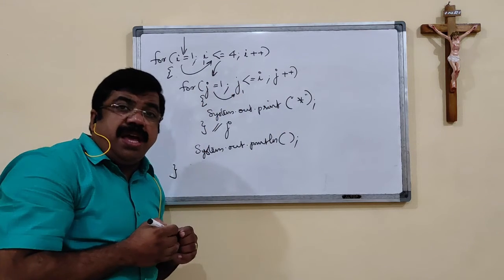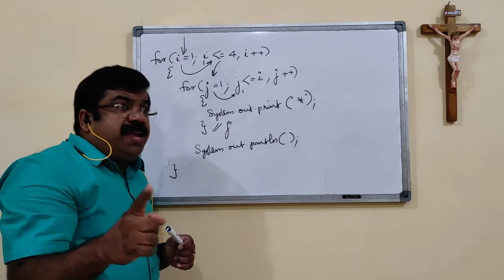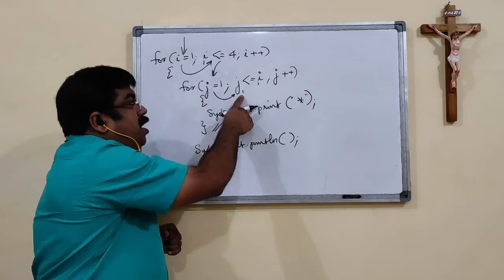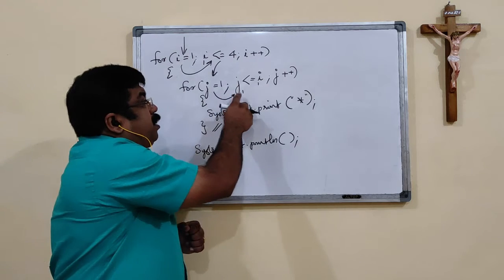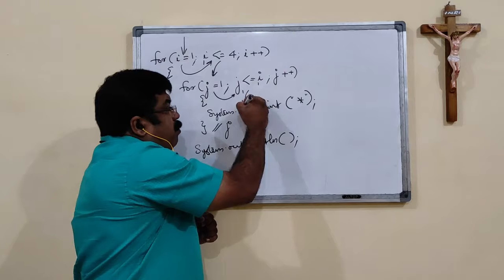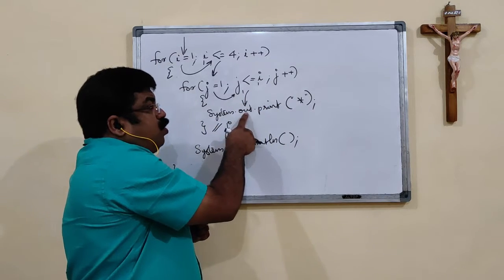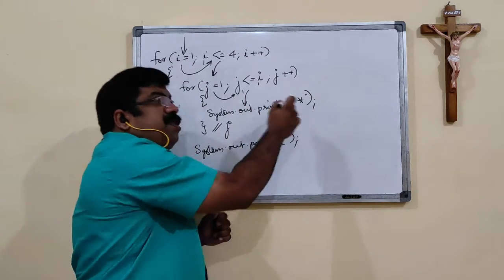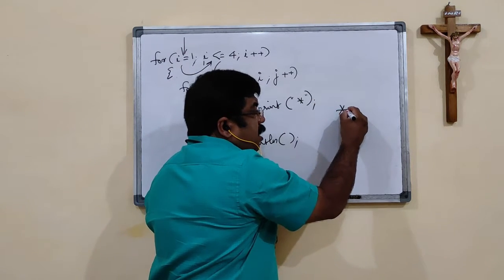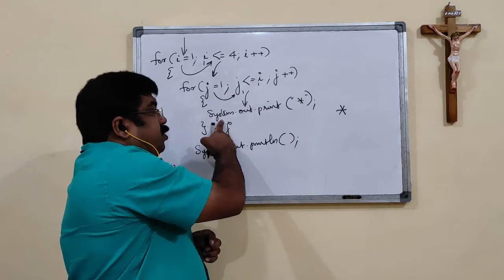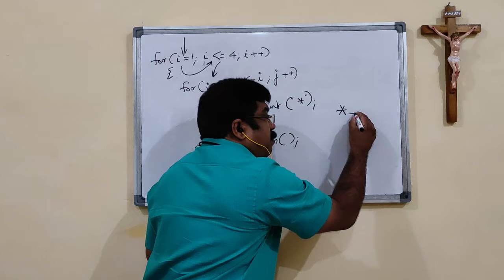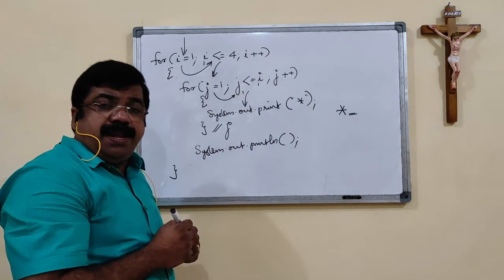1 less than I or not. What is the value of I? I is 1 and j is also 1. 1 less than 1 is false, but 1 is equal to 1, condition is true. So we come to the body, System.out.print. That statement will get executed, printing 1 star there. Star is printed. Since System.out.print is given, the cursor will remain on the same line.